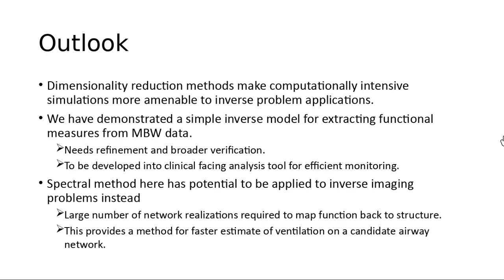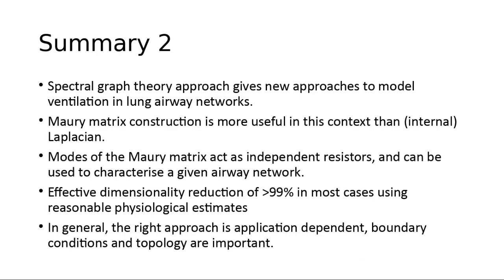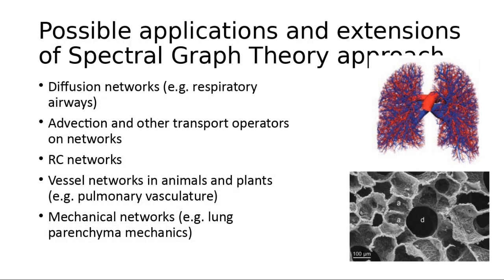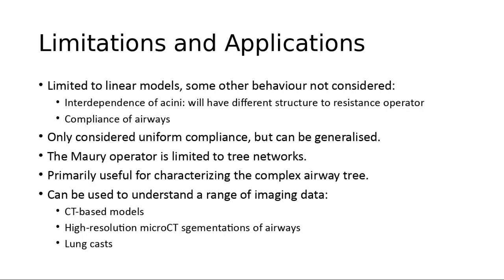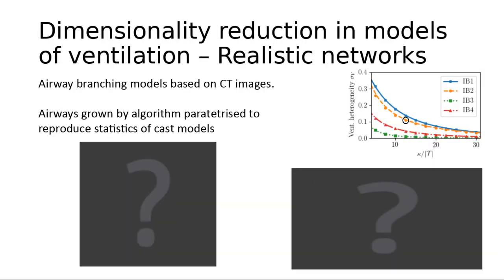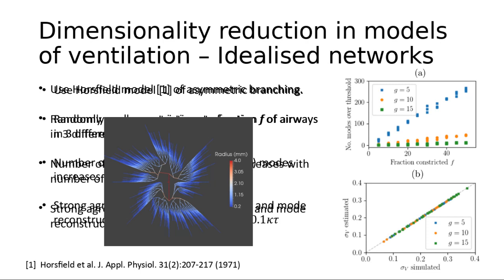I showed it very briefly, but when we had models, I don't know if I can go back quickly enough. There we go. G here is the generation of the tree, which I didn't explain very well. The blue is when we applied constrictions deep in the tree: you need more modes to recreate your system than when you have constrictions higher up the tree.